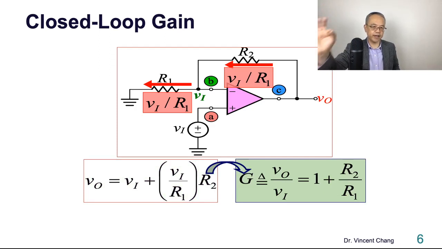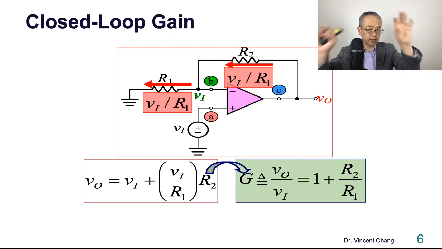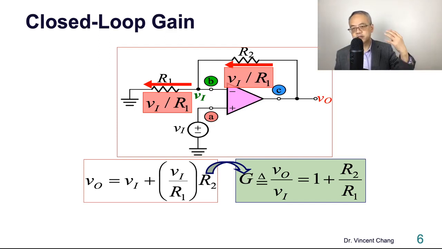The closed loop gain G will be equal to 1 plus R2 over R1. There's another way to look at this. When the current going through the two resistors is the same, then the voltage relationship will be based on the relationship of the resistors, right? So it's the voltage divider rule. If you just look at this based on the voltage divider rule, then you can get the same result.